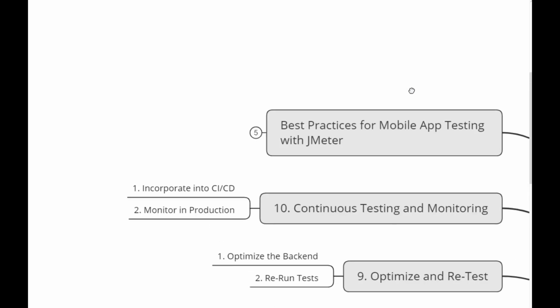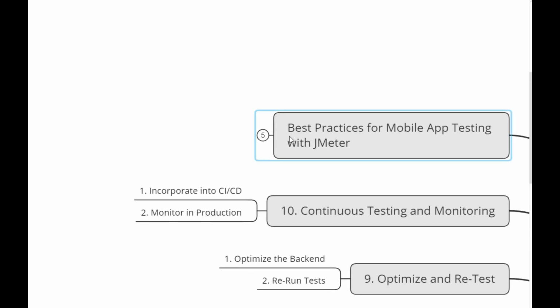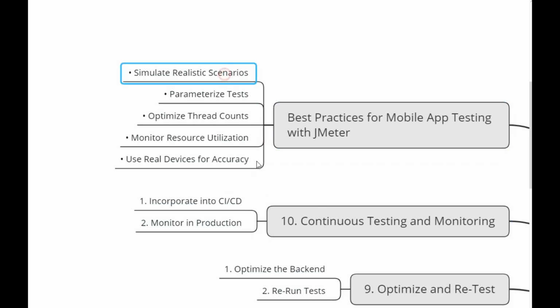Also, we have some best practices for mobile app testing. Simulate realistic scenarios, parameterize tests, optimize thread counts, monitor resource utilization, and use real devices for accuracy. Test scenarios should closely mimic real-world usage patterns, including different user actions, network conditions, and devices.